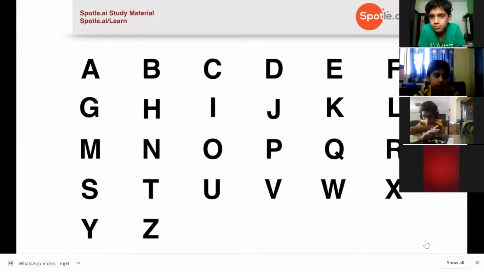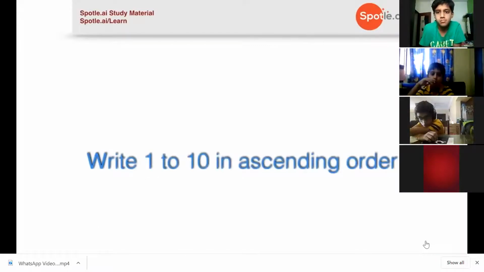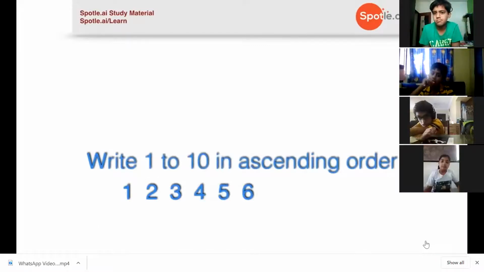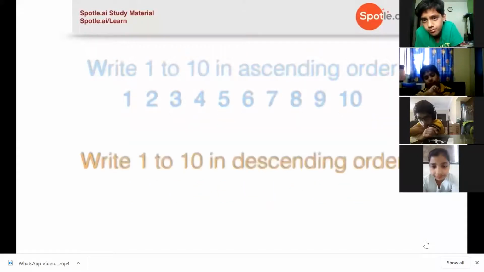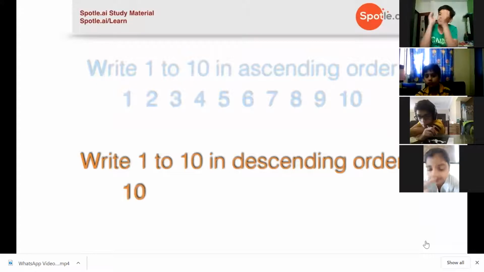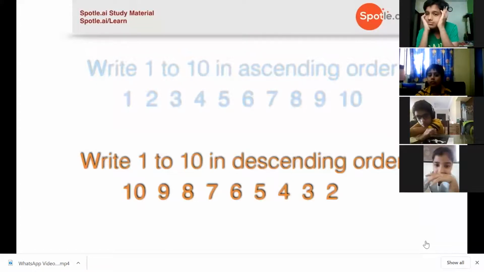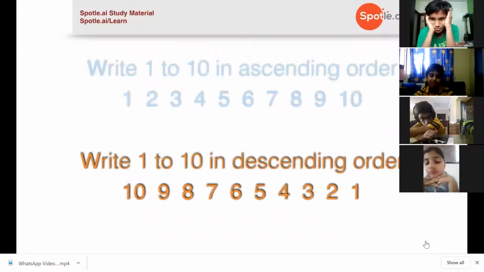The following statement, write 1 to 10 in ascending order, will mean 1, 2, 3, 4, 5, 6, 7, 8, 9 and 10, sorted in this way. Whereas, if I ask you to write 1 to 10 in descending order, you will immediately write 10, 9, 8, 7, 6, 5, 4, 3, 2 and 1.